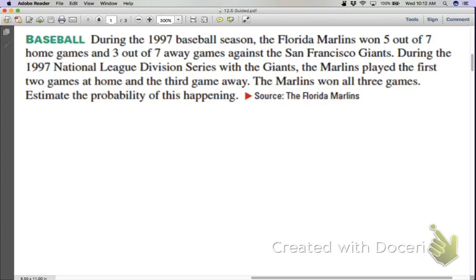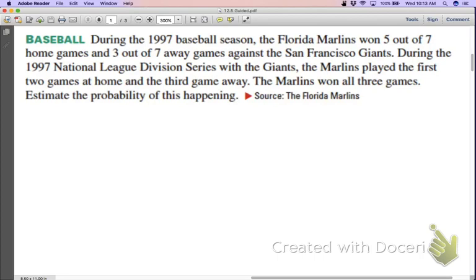So, does anything that happened before, like them winning 5 out of 7 or them winning 3 out of 7 away games, affect the chance of this happening? We're going to use experimental probability here, in terms of going with what we know. It's not necessarily 1 out of 2 each time. We're going to go with what we actually have as far as our experiment. We have data that already gives us kind of our answer.